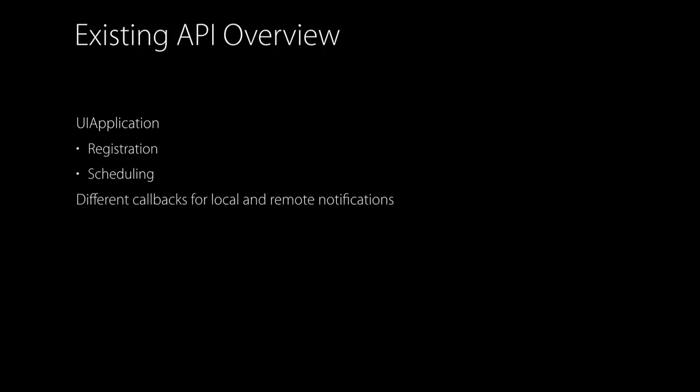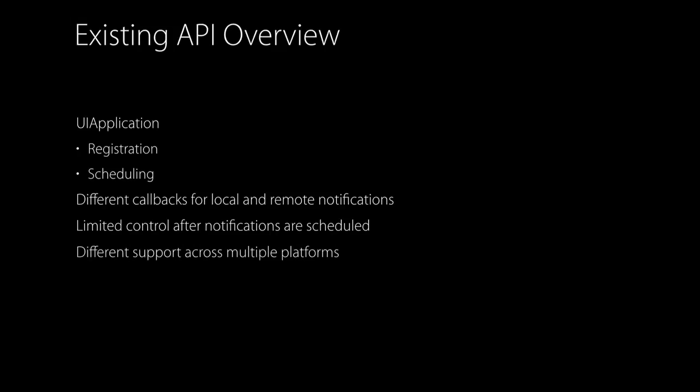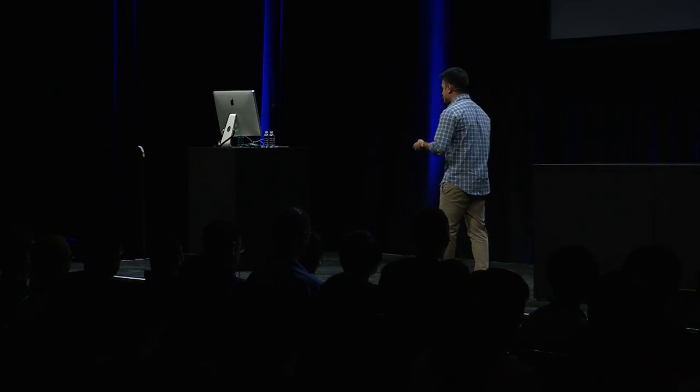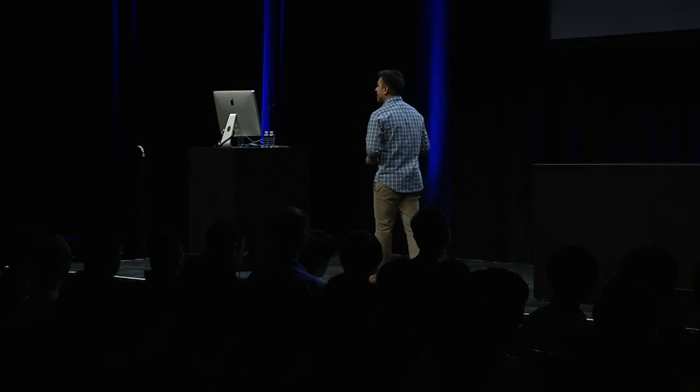For example, there are different callbacks for local and remote notifications, which could lead to duplication of code. There's also limited control after your application has already sent the notification to the user. And there's different support for notifications across the multiple platforms that Apple supports today. So we really wanted to address these issues and more, and on top of that, give you some great new features for really elevating the notification experience for your app users.